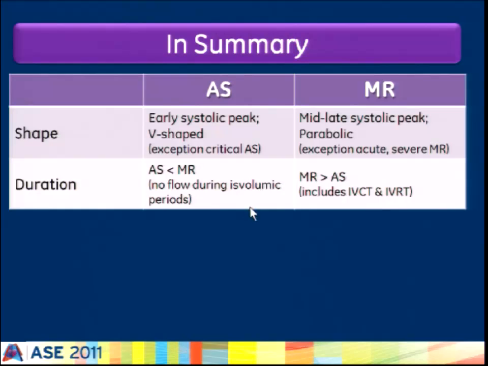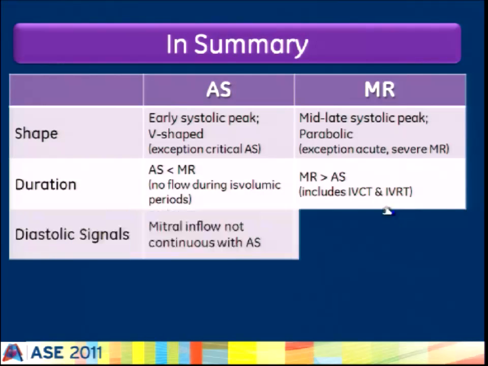Remember, we look at the durations of the signal. So if you've got two signals away from the zero baseline and you're not sure which one is AS and which one is MR, remember that the AS signal is not as long as the mitral regurgitation signal. So remember, leaks last longer, whereas the MR signal will be greater than the AS signal because it includes isovolumic contraction time and isovolumic relaxation time.